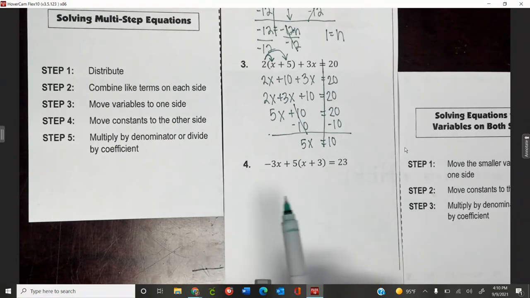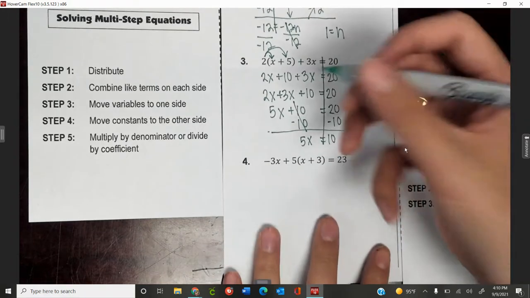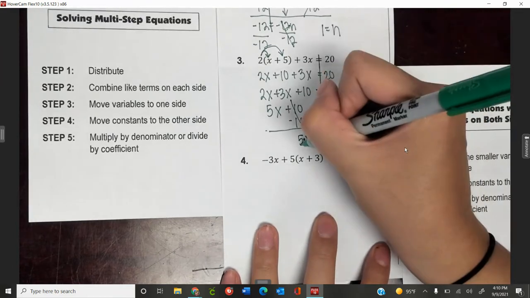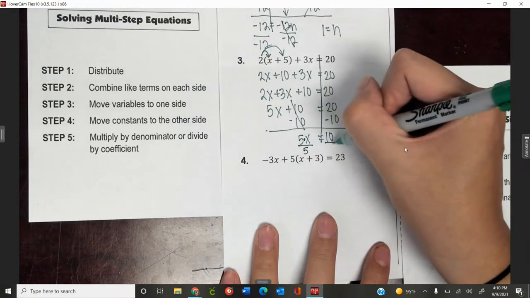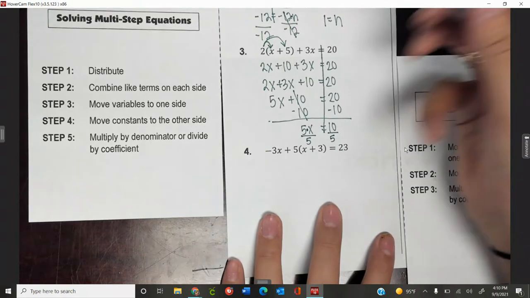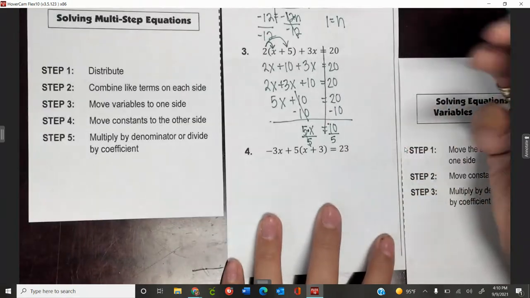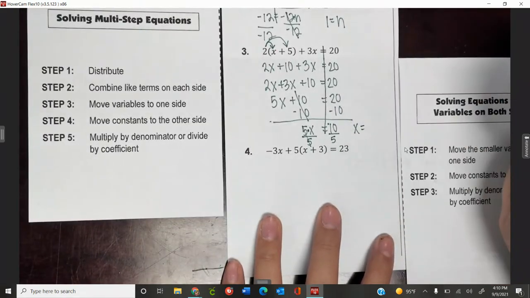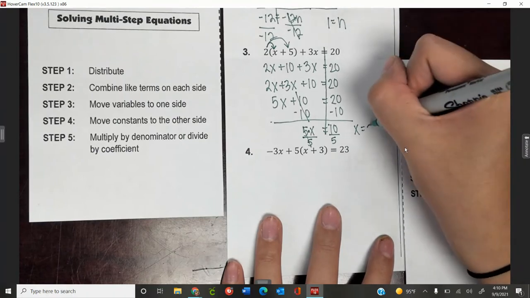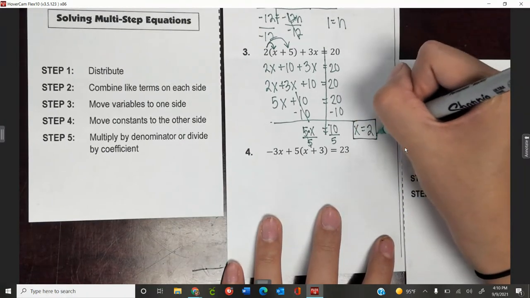So now my last step is going to be to divide by my coefficient, because remember, 5 and x are multiplying each other. So I'm going to divide by 5 on both sides. My 5s are canceled out, and I'm left with x equals 10 divided by 5, which is a positive 2. So here my answer is x equals 2.